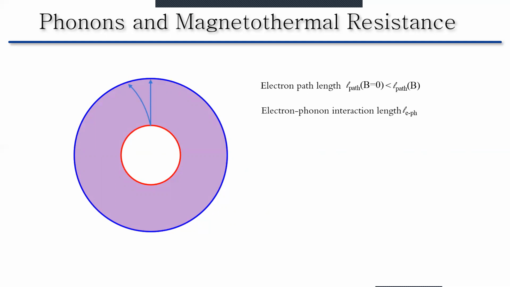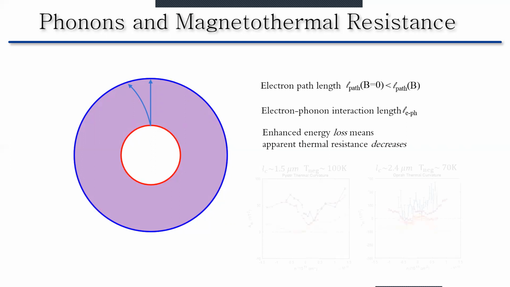In other words, when we increase the field, the ratio of our typical path length to the electron-phonon length increases, right? So we have a probability of losing more energy to phonons when we turn on the field, right? And that means more energy loss. And when there's more energy loss, as we saw in a rectangular device, that means the extracted thermal resistance decreases. In other words, there is a negative magnetothermal resistance contribution from the electron phonons.